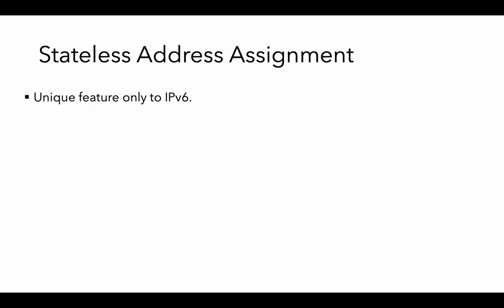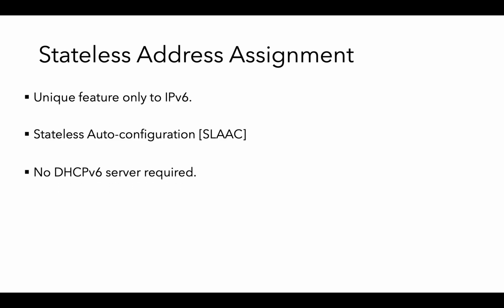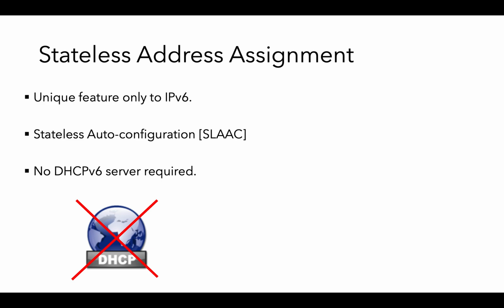Next, let's discuss stateless address assignment. This is a unique feature of IPv6, also known as stateless autoconfiguration or SLAAC. It is a method in which the device can obtain an IPv6 global unicast address without the services of a DHCP server. Stateless address configuration means the client picks its own address based on the prefix being advertised on its connected interface. All Cisco devices have the ability to participate in stateless autoconfiguration, or SLAAC. By default, SLAAC does not provide anything to the client outside of an IPv6 address and a default gateway.